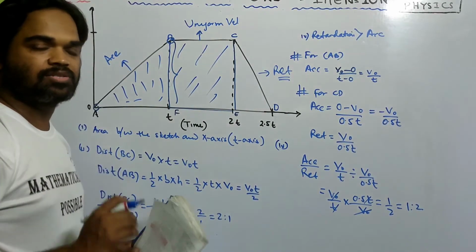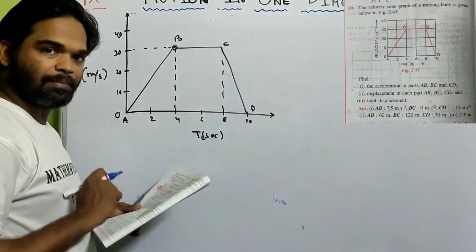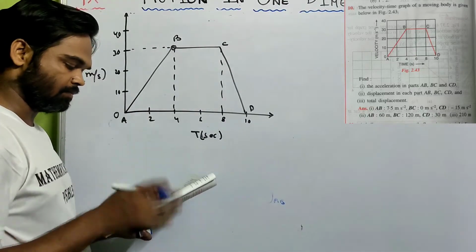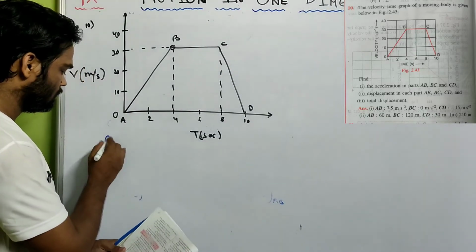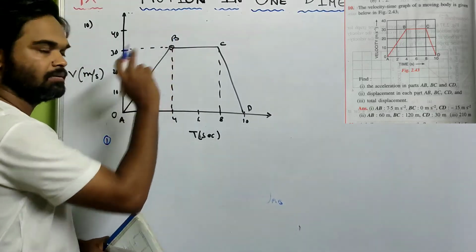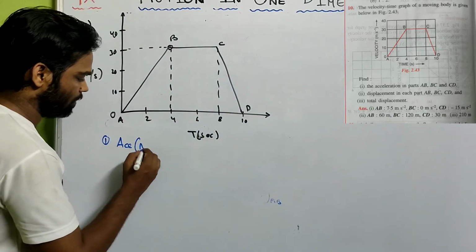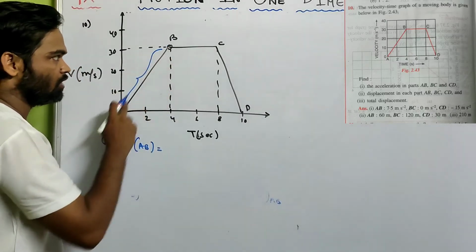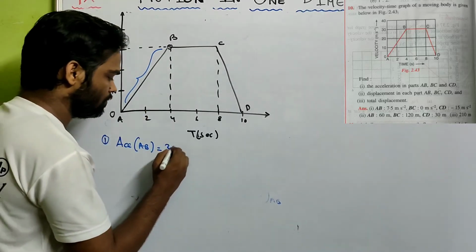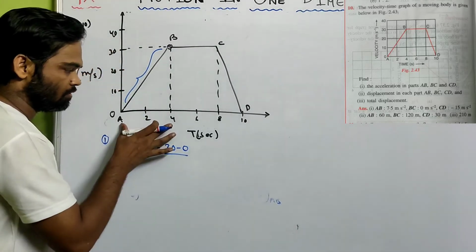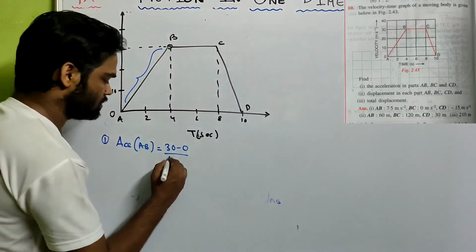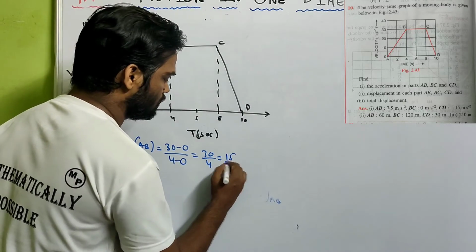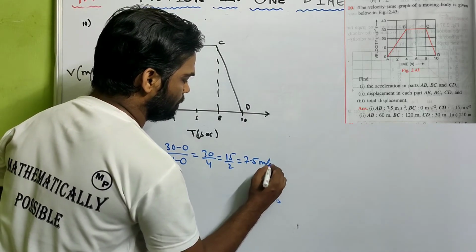Okay. Now let us look at the next sum. Now look at number 10. The velocity time graph of a moving body is given here. Find number 1, the acceleration in the part AB. Very easy. The slope, which is change in y coordinate, which is 30 minus 0, by change in x coordinate, or velocity by time, 4 minus 0. That's 30 by 4. That's 15 by 2. That's 7.5 meter per second square.